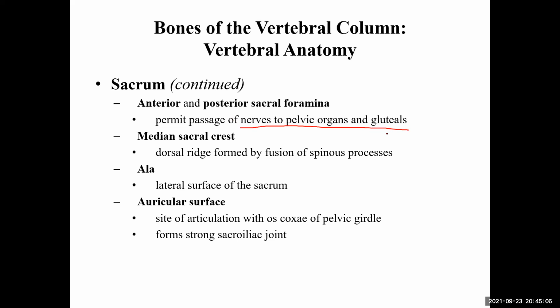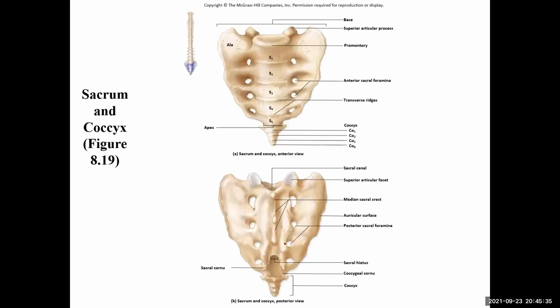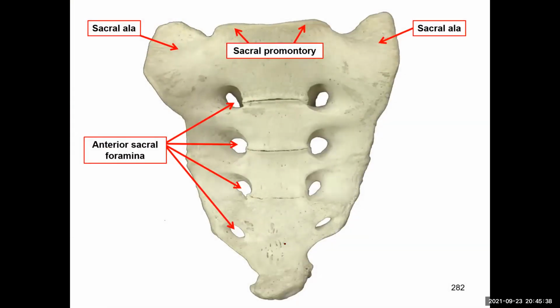Don't worry about the median sacral crest. The ala are going to be the lateral surface of the sacrum. I'll show you that in a moment. And then where the sacrum articulates with your hip bones, or the os coxa, we call that the auricular surface. So when the hip bones are in place with the sacrum, you won't see the auricular surface because they're covered up by the hip bones there. And it forms one of my favorite joints, the sacroiliac joint, one of the strongest joints in your body, in fact.